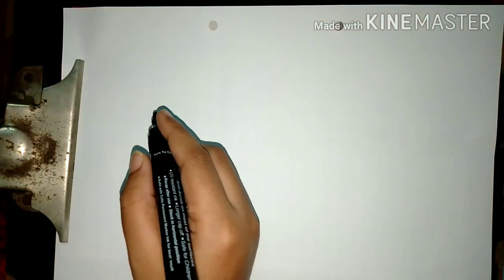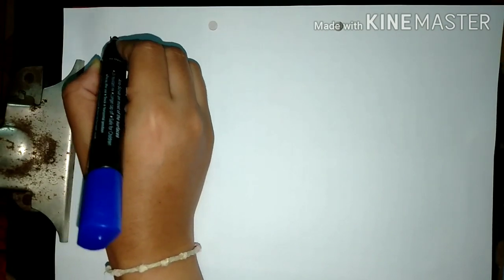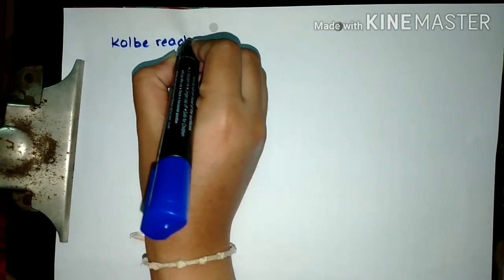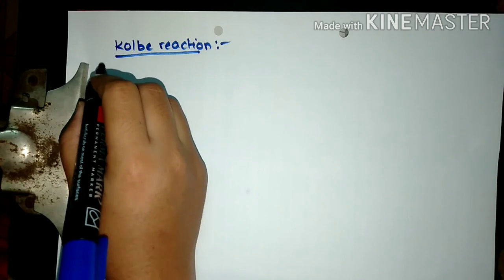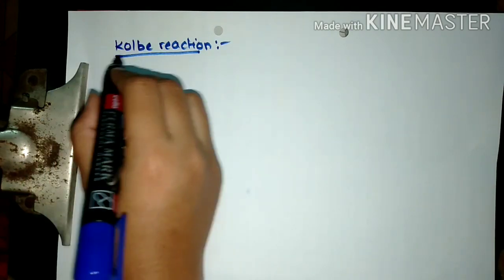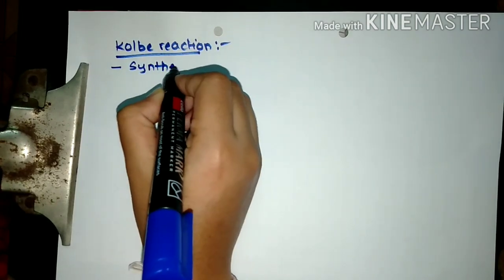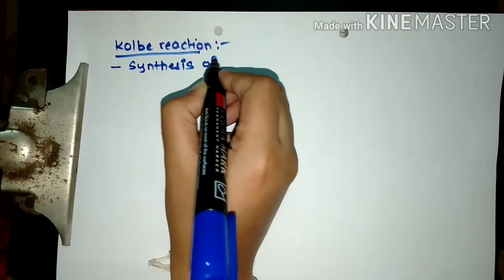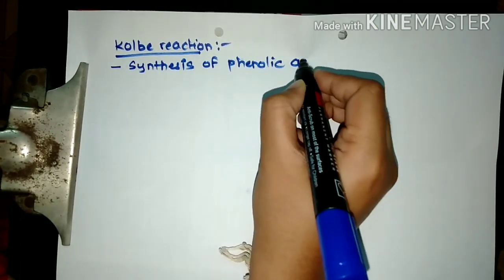Hello students, now we are learning about a new reaction, that is the Kolbe reaction, which is there in your syllabus under electrophilic substitution on aromatic ring. So let's start with the Kolbe reaction. Kolbe reaction is a reaction for the synthesis of phenolic acids.